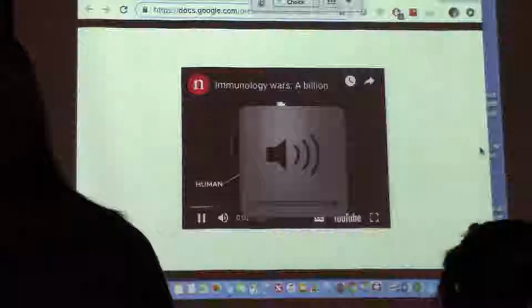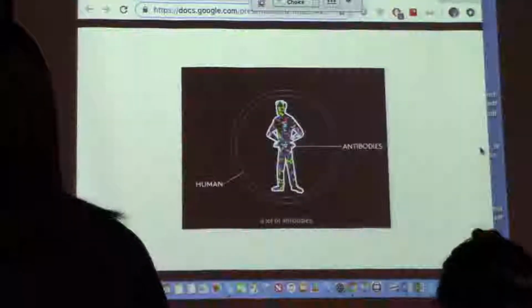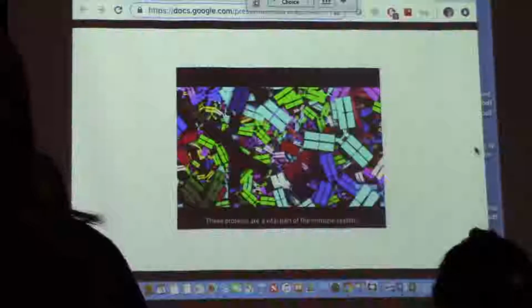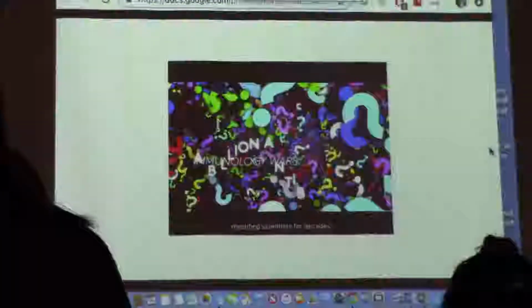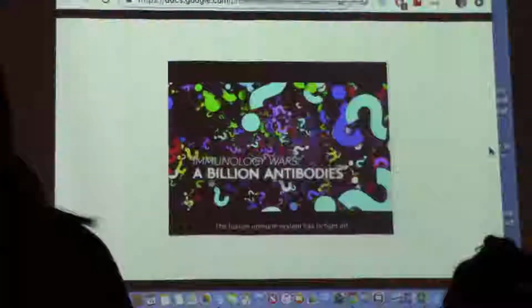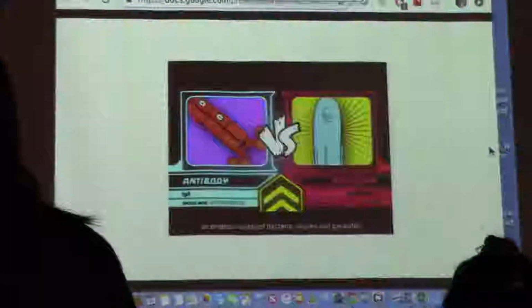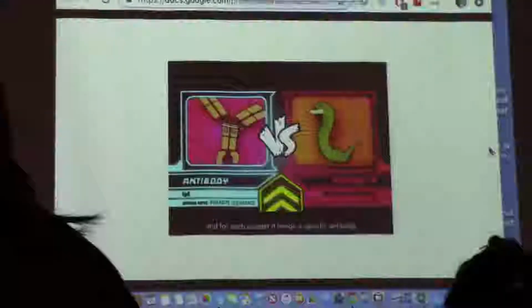People are full of antibodies. A lot of antibodies. These proteins are a vital part of the immune system. But just how the body makes such a variety of them mystified scientists for decades. The human immune system has to fight off an endless variety of bacteria, viruses, and parasites. And for each invader, it needs a specific antibody. Luckily, it can generate billions of them, each slightly different, ready for any disease.